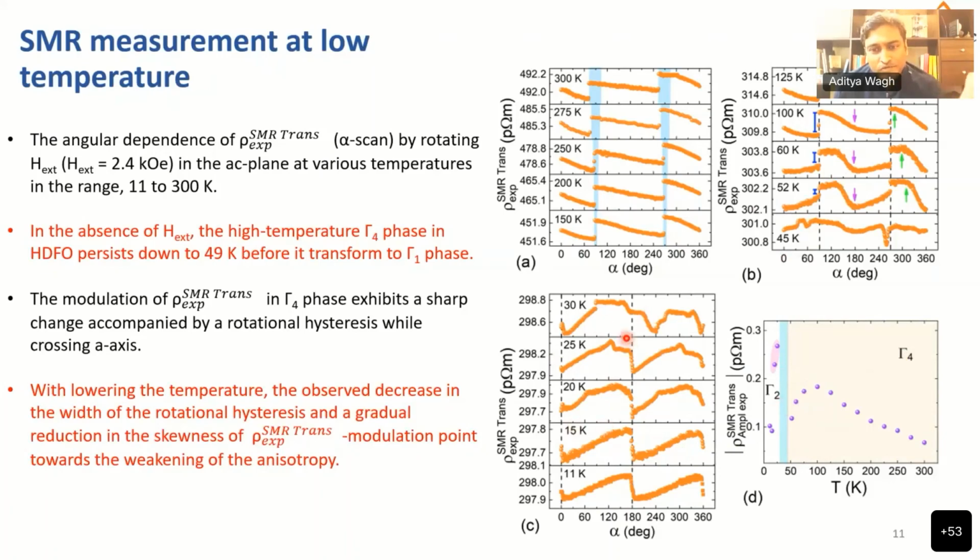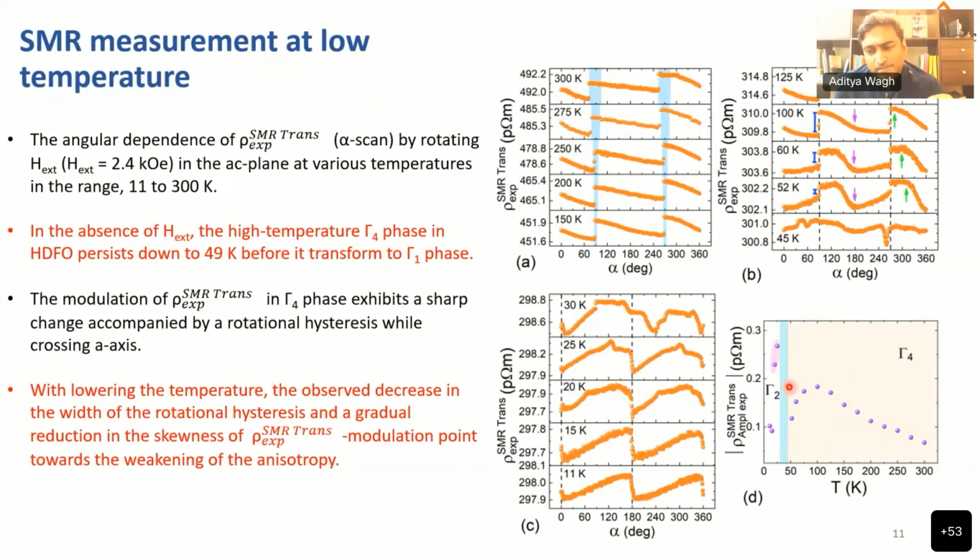When you go below 25 Kelvin, we saw that the SMR, as you can see here, has shifted. This sharp change doesn't happen at 90 degrees now; it happens at 0 and 180 degrees. It means the hard axis is now shifted by 90 degrees, because the only difference between the gamma 2 phase and the gamma 4 phase is that the easy and hard axes are shifted by 90 degrees. So if you compare the high and low temperature phases, we can see that SMR is able to probe even the anisotropy and identify these two phases, gamma 4 and gamma 2.